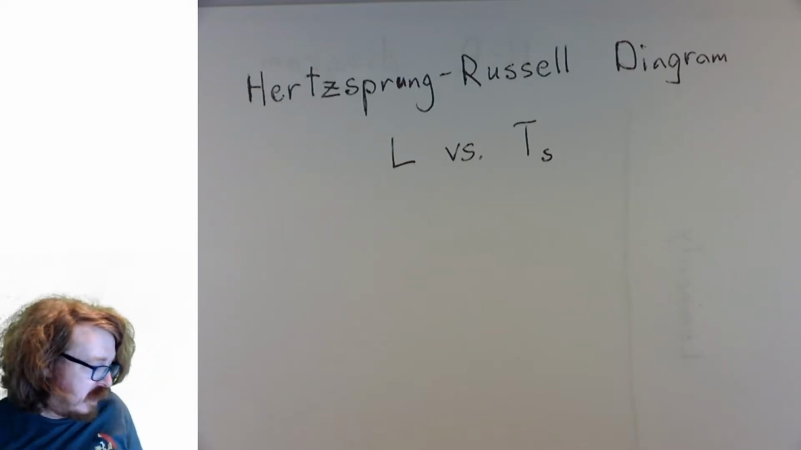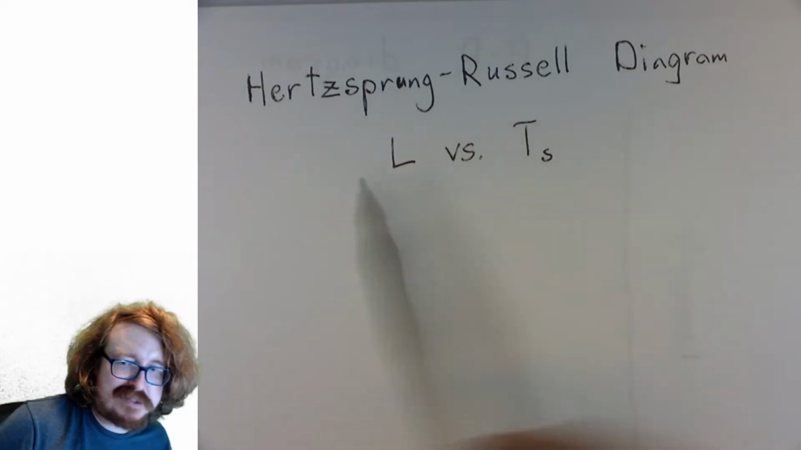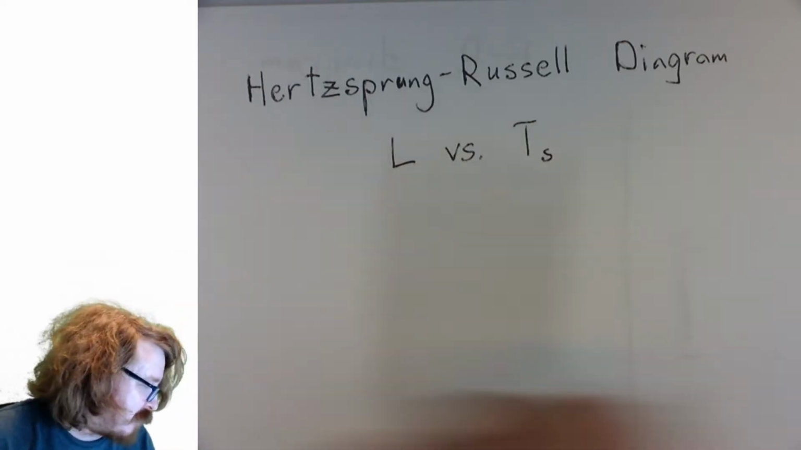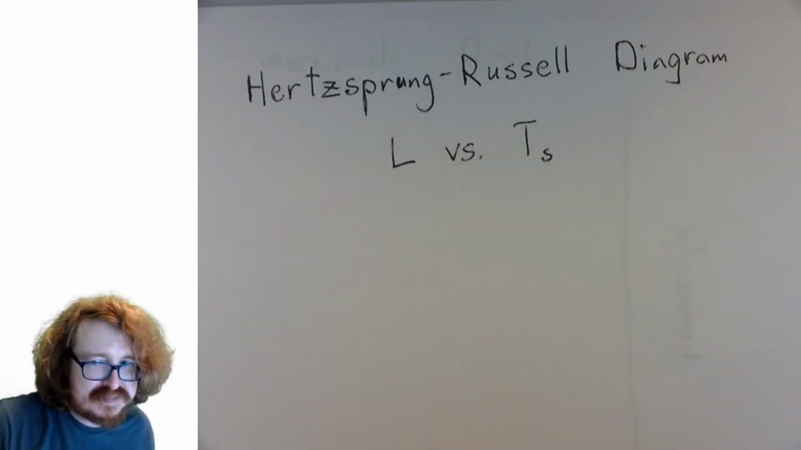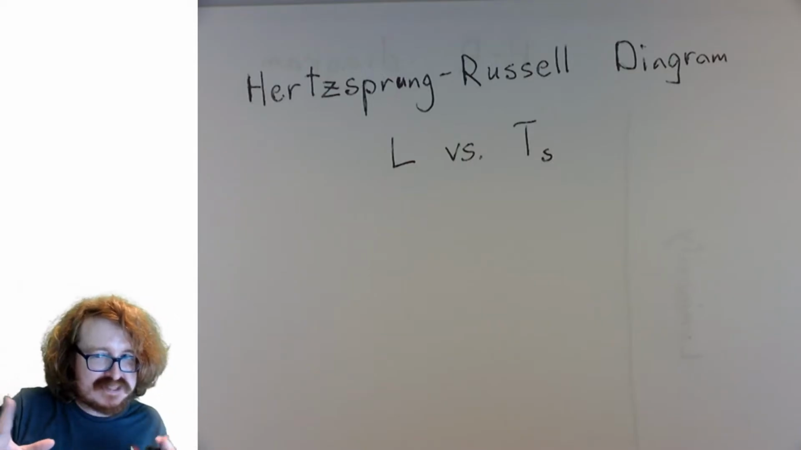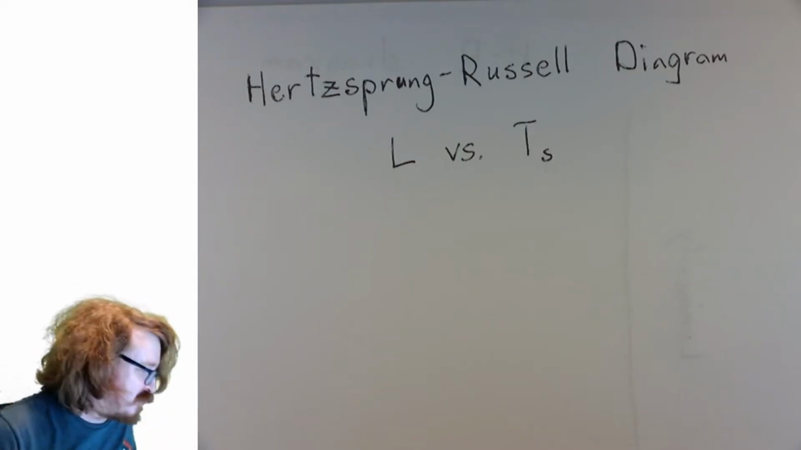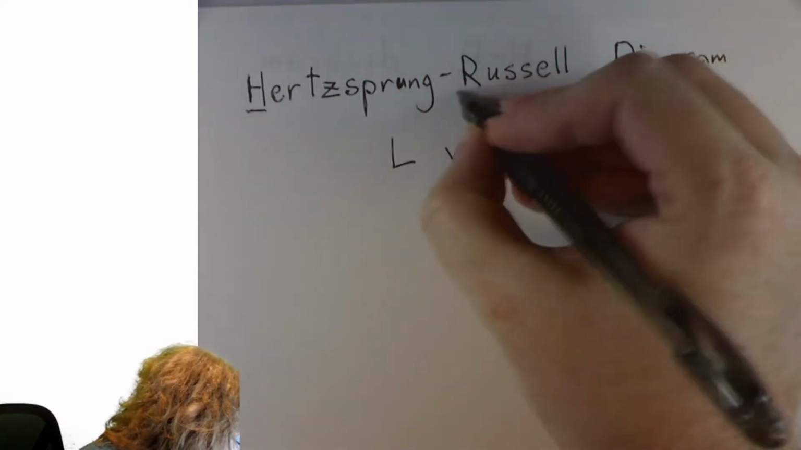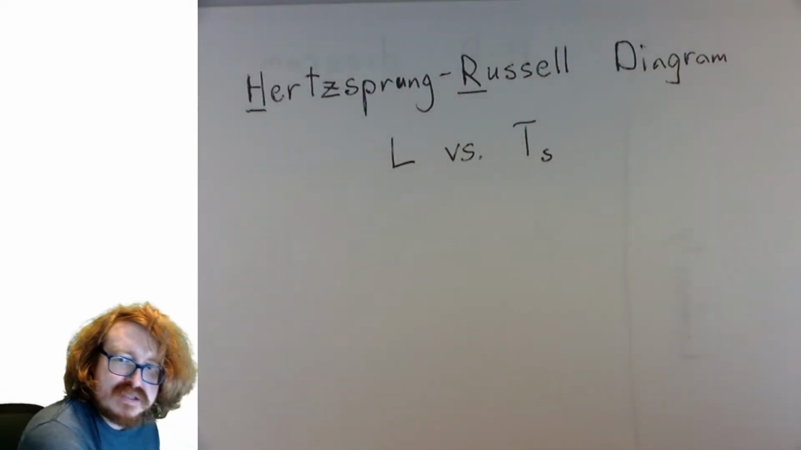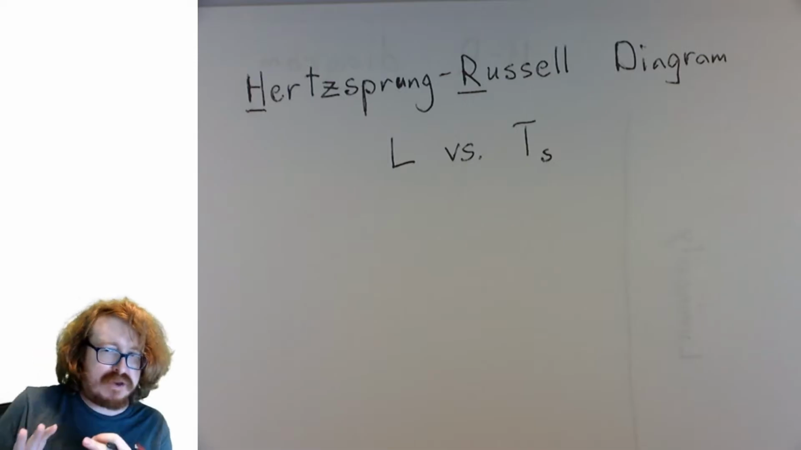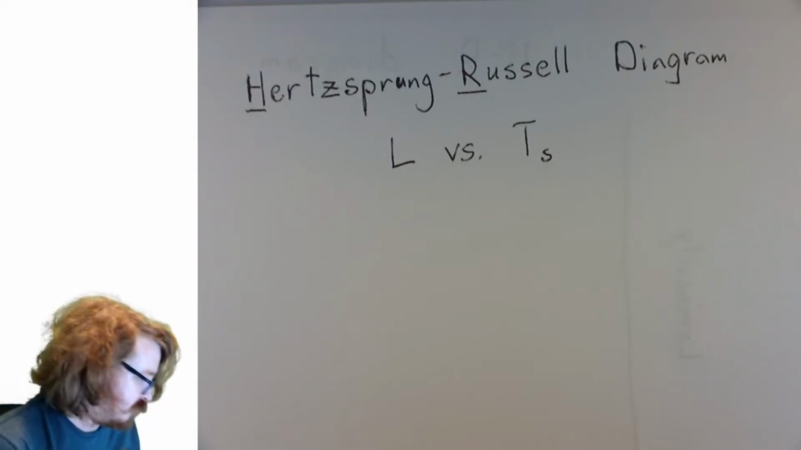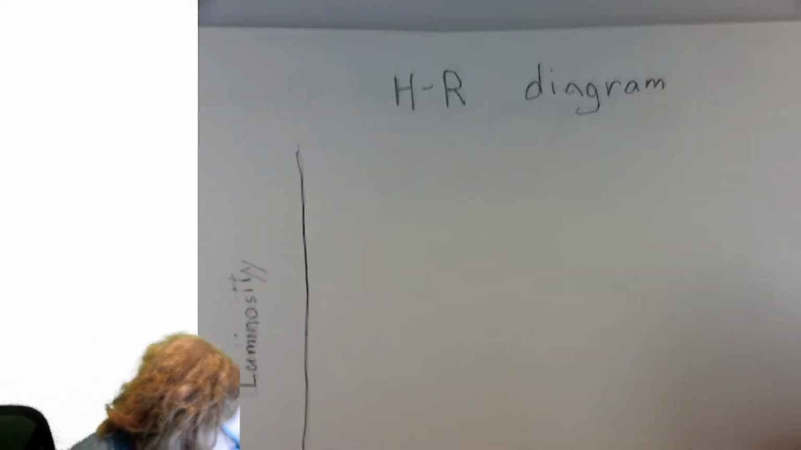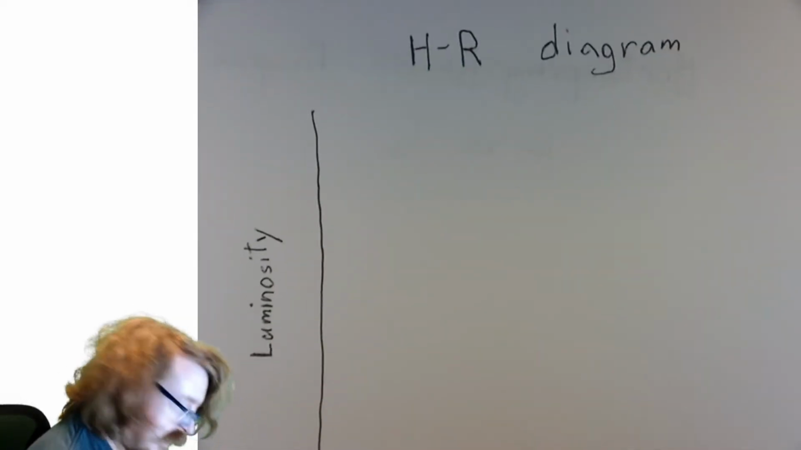Now, because we don't want to have to say Hertzsprung-Russell diagram all the time, even if you have some practice, usually astronomers will just abbreviate this and make it the HR diagram. So HR diagram and Hertzsprung-Russell diagram, that's the same thing. Okay, now I've started to draw one right here, and I'll explain how this works.